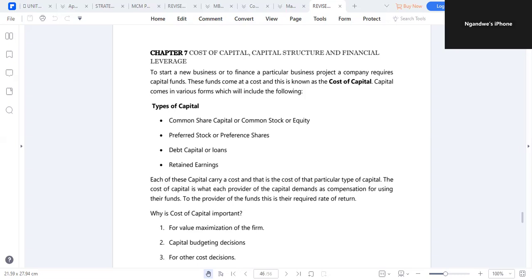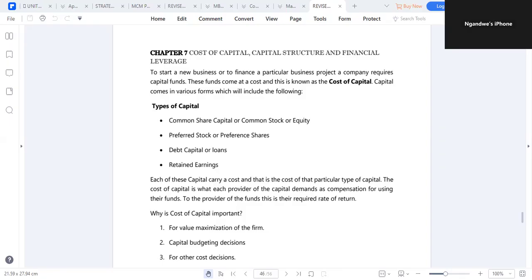In essence, the cost of capital is the compensation to the people who are giving us money for supplying financial support to the firm. So, for the investor or the lender, their return is called the required rate of return.